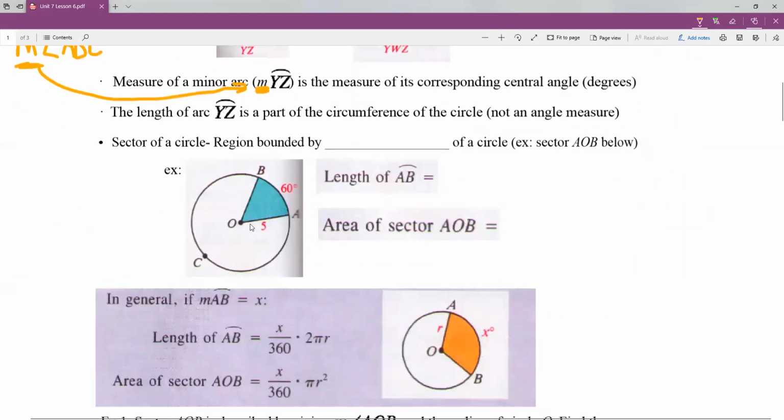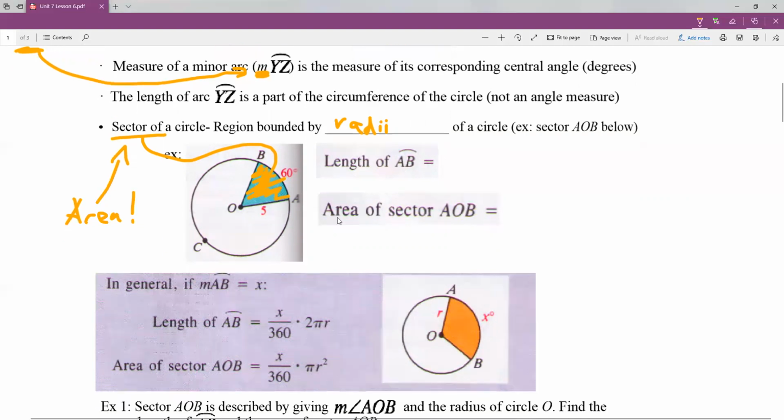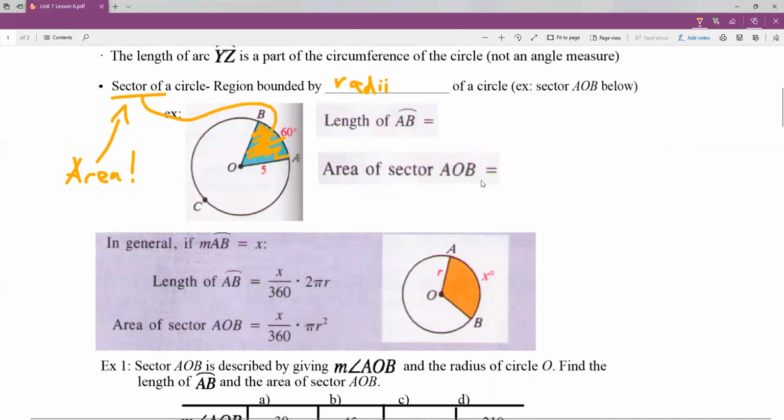When we're talking about a sector of a circle, it's just a region bounded by the radii of a circle. So here, the sector of a circle is just this area right here, all this shaded stuff. So when I'm talking about a sector, I mean area. We're going to get to these in just a second.